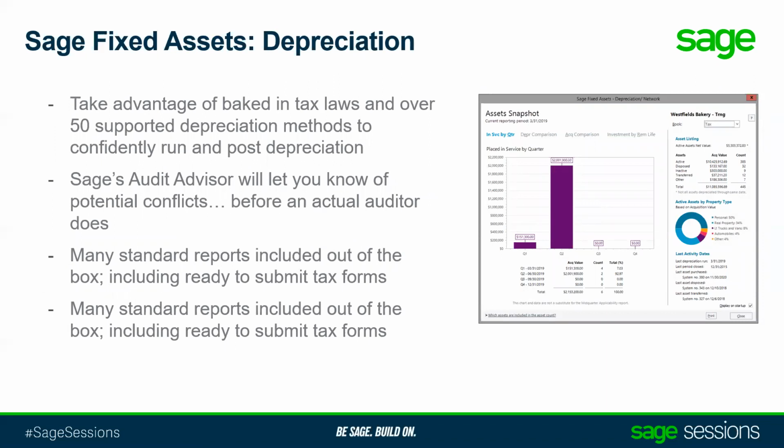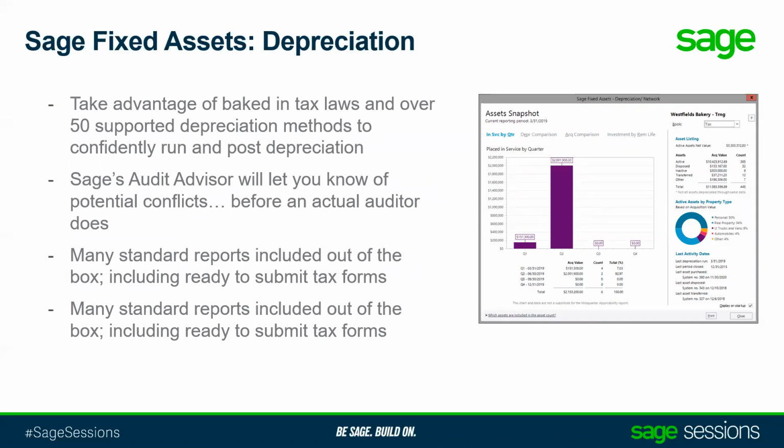Now, the depreciation module is actually the heart of the solution. This is where you can actually take advantage of all of the baked-in tax rules. We've got currently 52 built-in depreciation methods that are available in all of the books. So this gives you great confidence in being able to accurately depreciate your fixed assets for federal tax rules, for example, for the US or Canada.